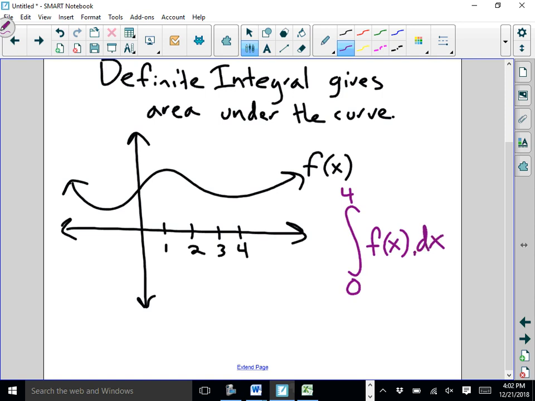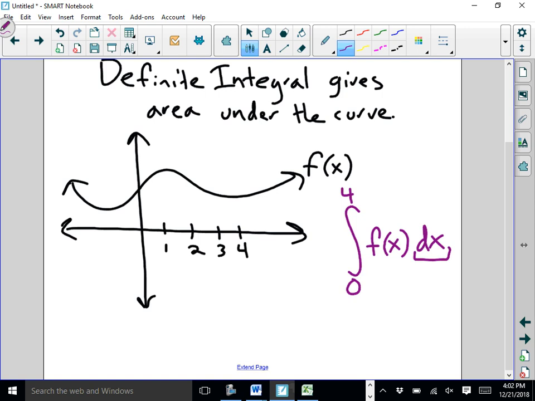If it was the graph f of t, then I'd tack on dt, and I'd say the integral from 0 to 4 of f of t dt. We'll talk more about where that comes from. We just need to always write it in every integral we do. One way you can think of it is we're integrating f of x with respect to x. It's a little bit more complex than that.